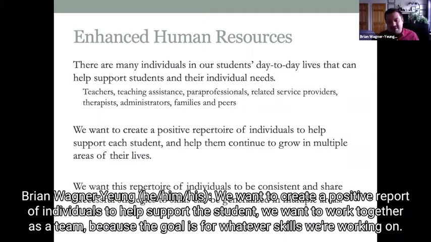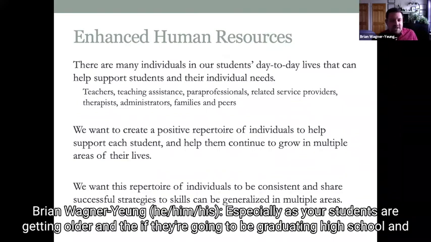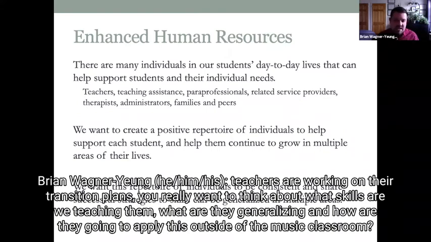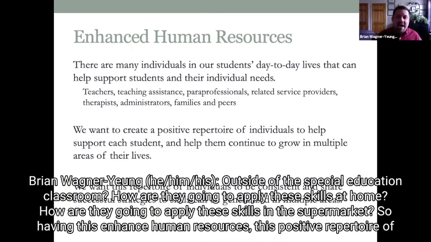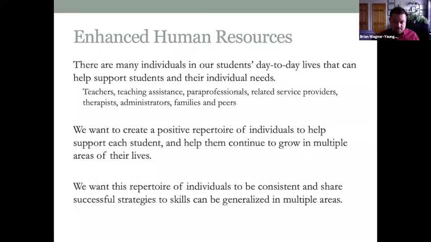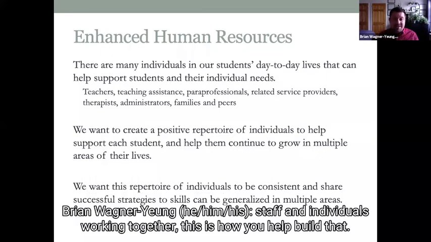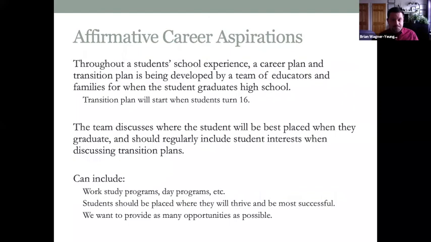We want to work together as a team because the goal is for whatever skills we're working on, especially as your students are getting older and if they're going to be graduating high school and teachers are working on their transition plans, you really want to think about what skills are we teaching them? What are they generalizing? And how are they going to apply this outside of the music classroom, outside of the special education classroom? How are they going to apply these skills at home? How are they going to apply these skills in the supermarket? So having this enhanced human resources, this positive repertoire of staff and individuals working together, this is how you help build that.